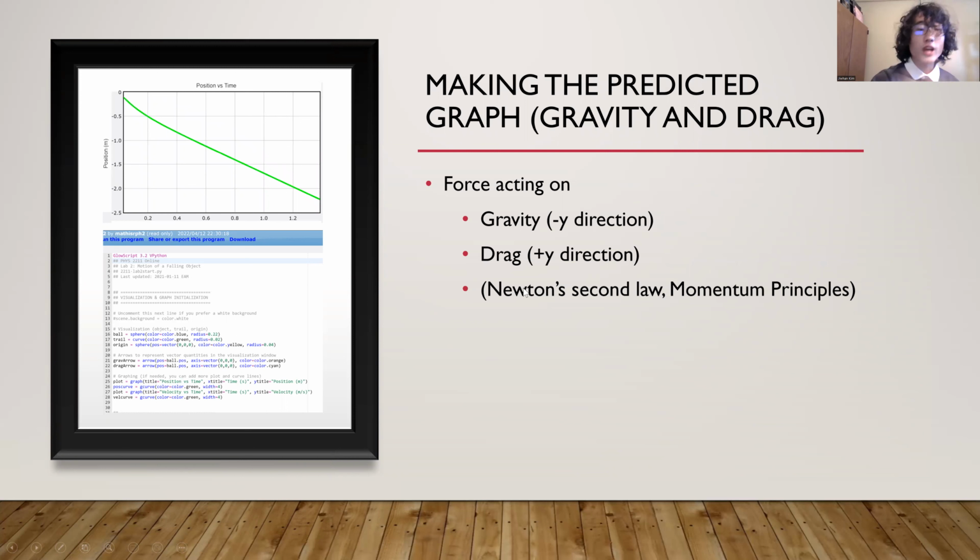For the gravity and the drag graph, I used GlowScript again, and I was able to include all the drag calculations, which ended up looking like this. As you can see, there is gravity working in the negative y direction, and drag working in the positive y direction.